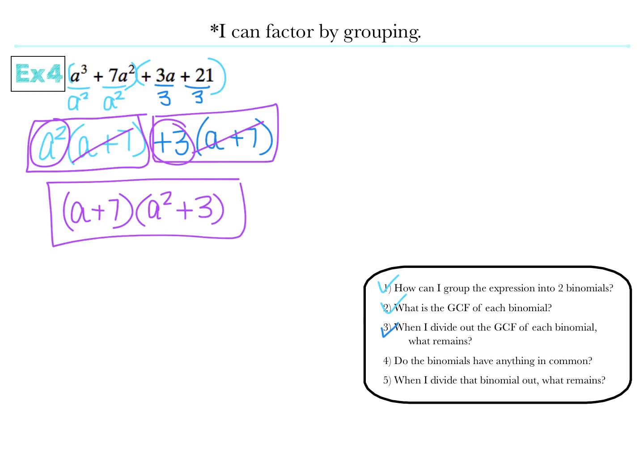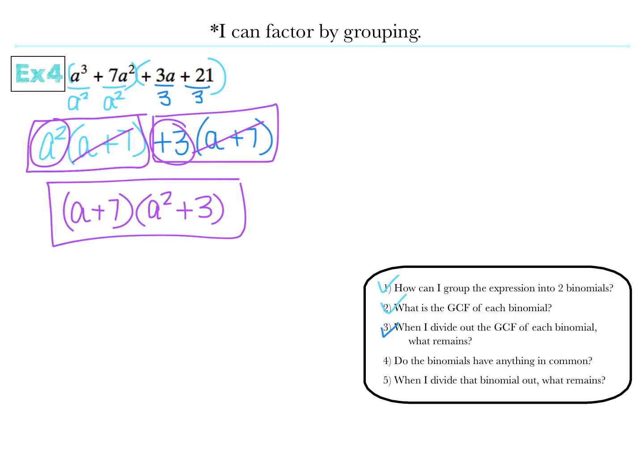So I want to review really quickly. The first thing I did was I grouped it into 2 binomials, and then I took the GCF out of each binomial. If you notice, that is what ended up in this second binomial. And then when I divided out the GCF, what remained is what they shared, and that became my other binomial. So remember, factoring is undoing that distribution. If I were to multiply this back out and combine like terms, I would end up with the original polynomial.